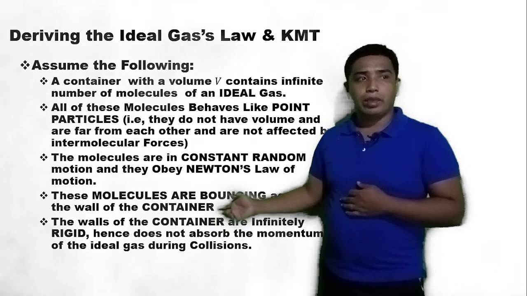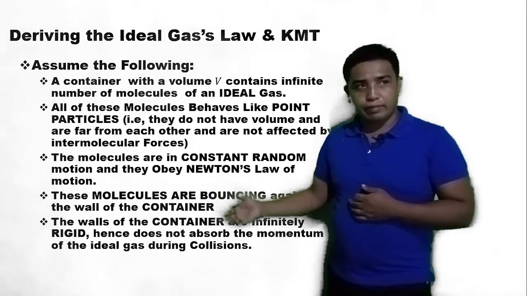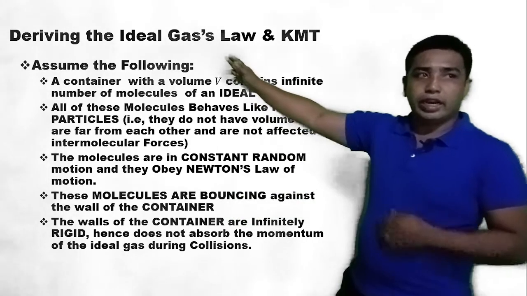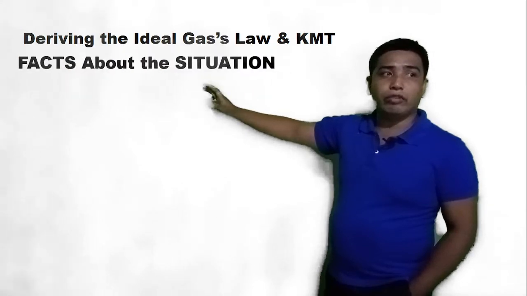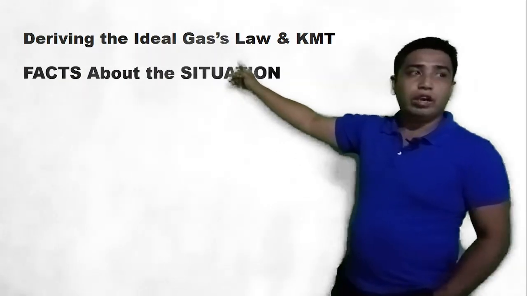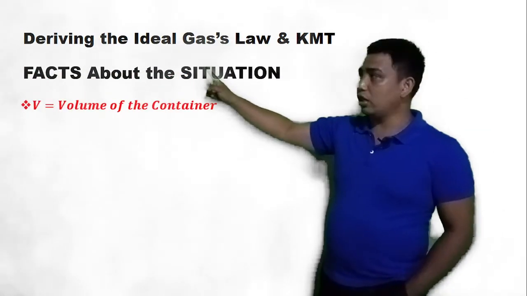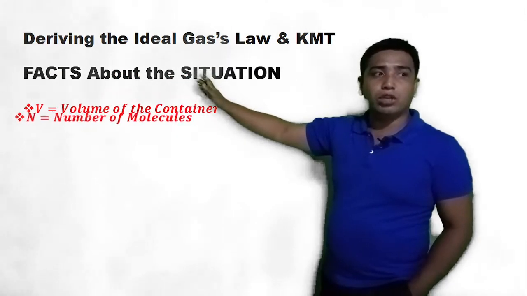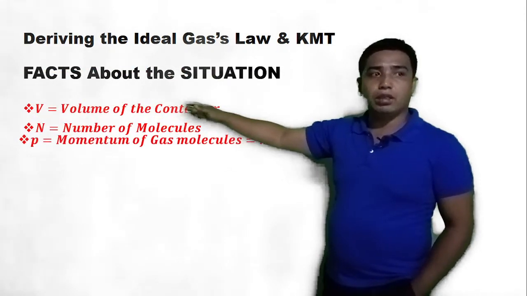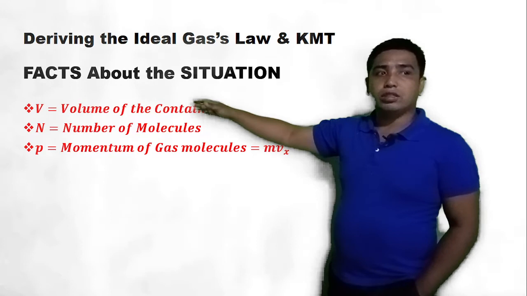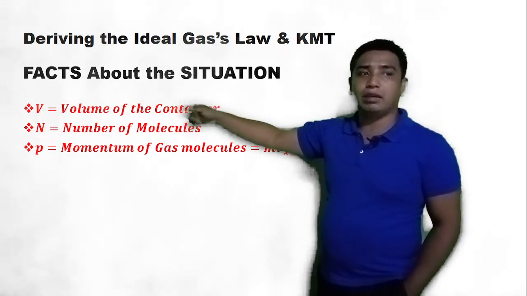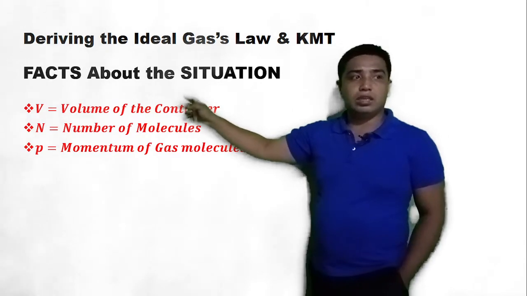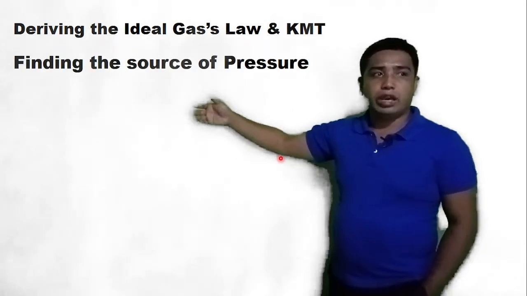Alright, so we can derive the ideal gas law and KMT, and we can use the following facts about the situation. We have V for the volume of the container, N for the number of molecules, and P for the momentum of the gas molecules. And according to Newton, that is equivalent to mass times velocity.